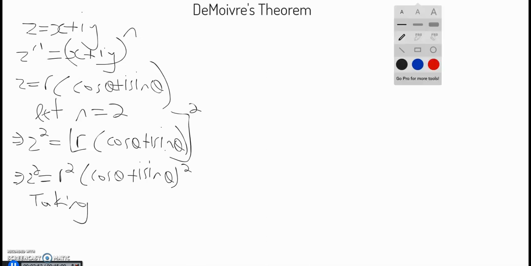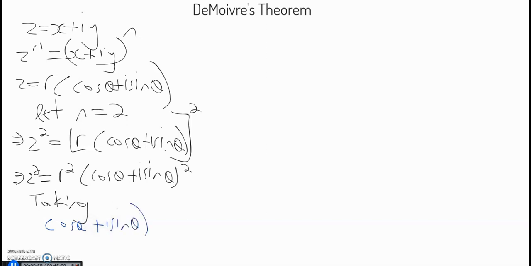Now, we're comfortable with r squared. We can see clearly what is going to happen there. What I want to find out is what will happen with the cos theta plus i sine theta. So I'm going to be taking out that part. So I'll write a statement here that says taking cos theta plus i sine theta all raised to the second power. What is going to happen there? So here, it means that I'm going to have to multiply that by itself.